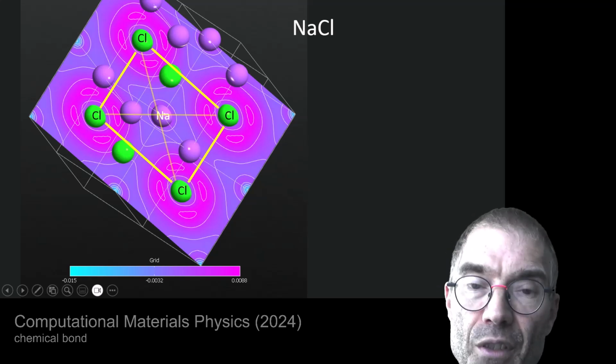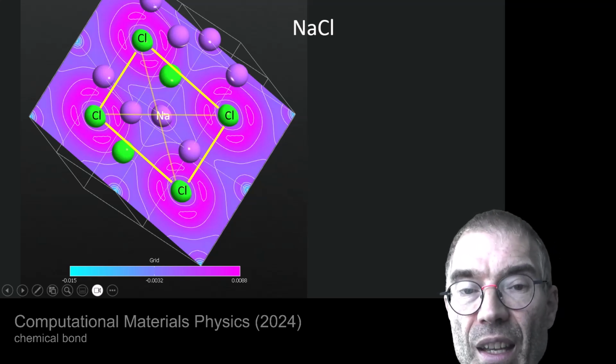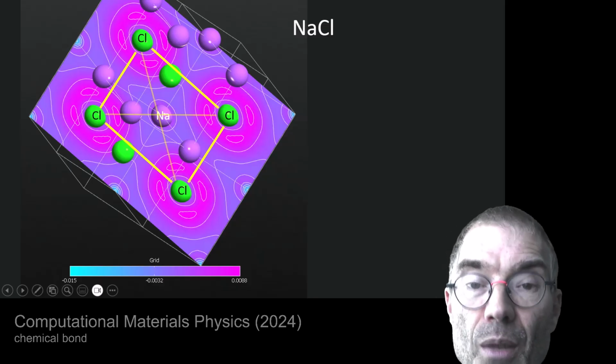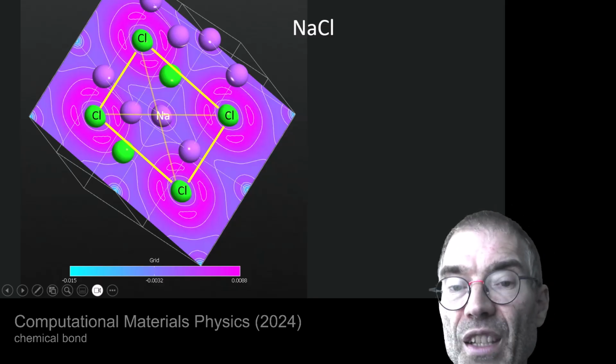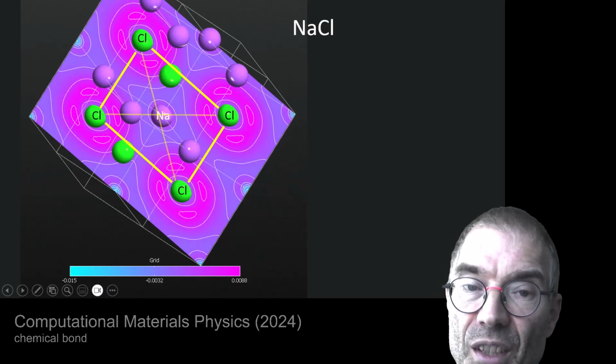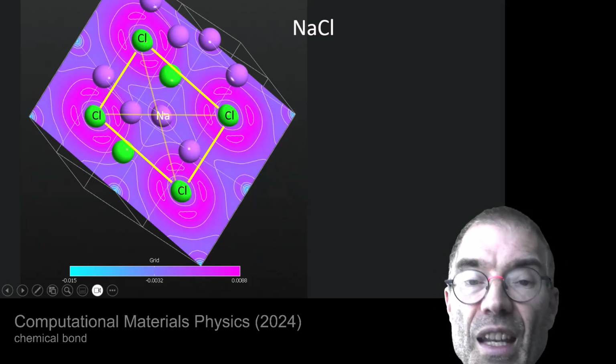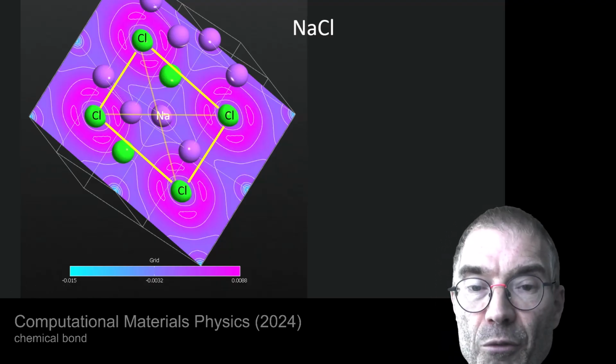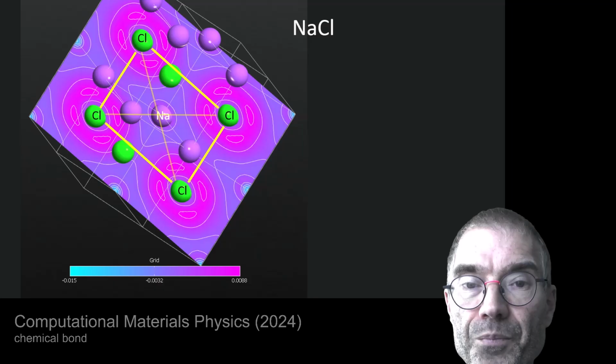That is typical for a covalently bonded crystal. And if we have an ionically bonded crystal, here we get extra electrons around a particular atom. So not in the interstitial region, but centered at the location of particular atoms. So that is typical for an ionic bond.